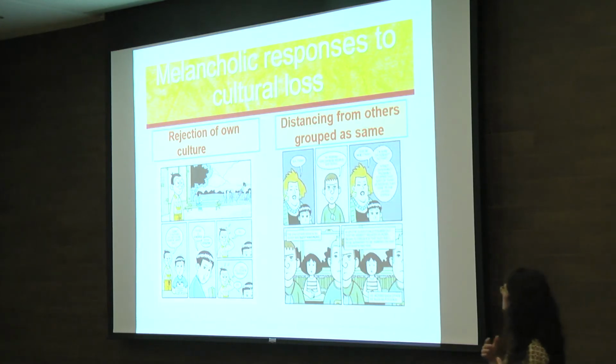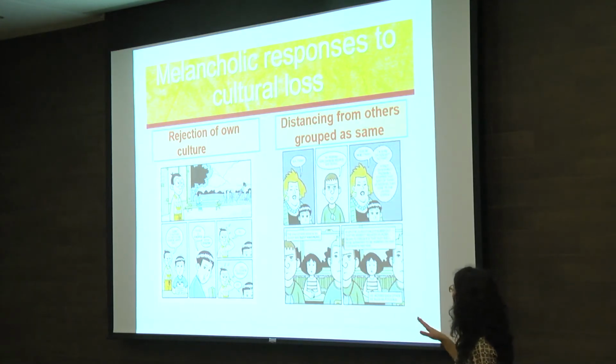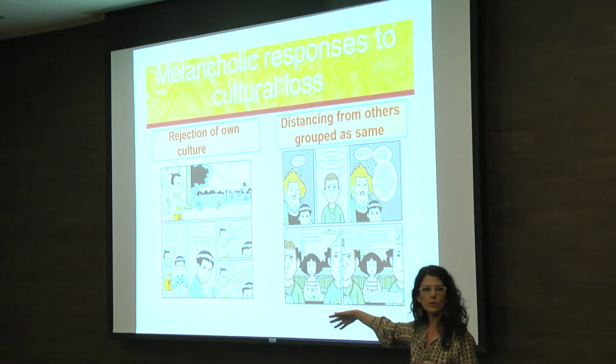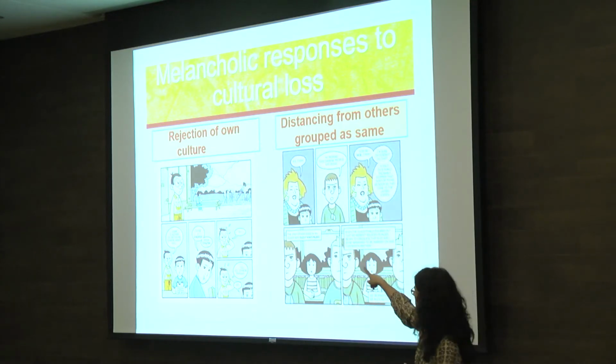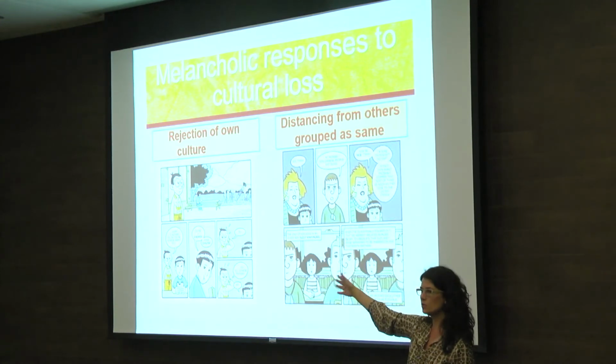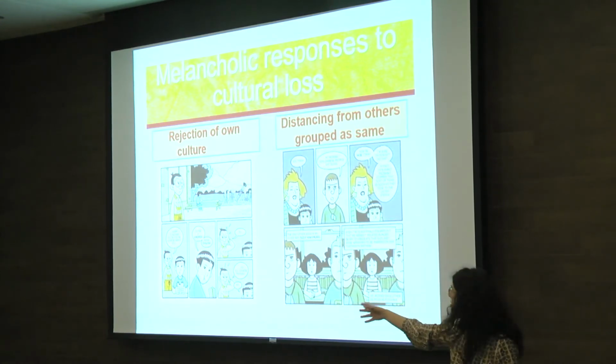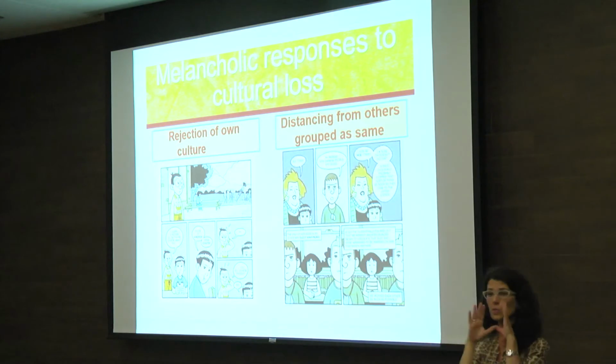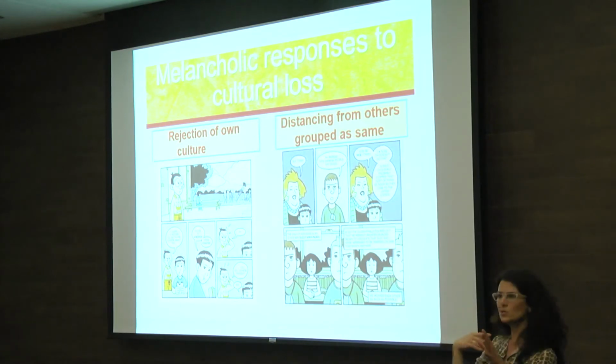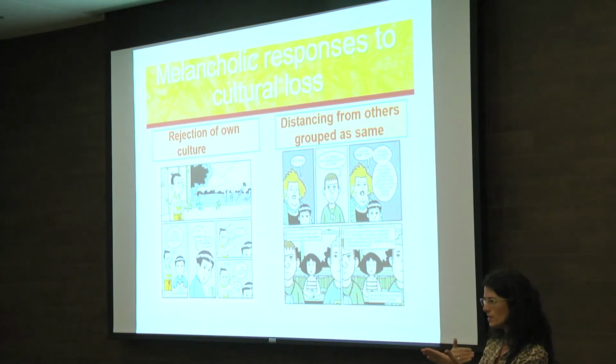Another response to cultural loss is a rejection of one's own culture. So Jin has been isolated at school. You see that he's eating by himself on the back bench. This little boy is a new student in the school, Wei-Chen from Taiwan. And he approaches him and starts speaking to him in Mandarin. And Jin says, speak English, you're in America now. So he's giving him back exactly what he's been hearing himself.